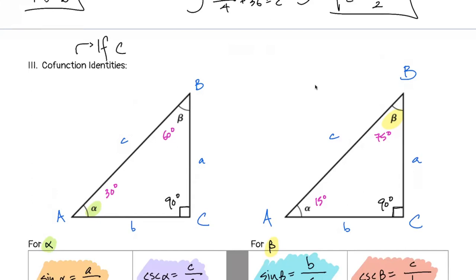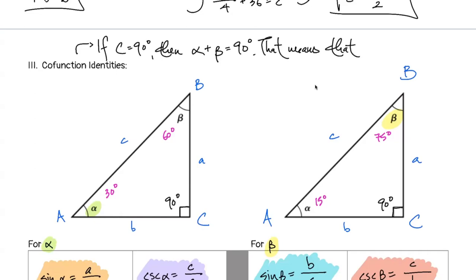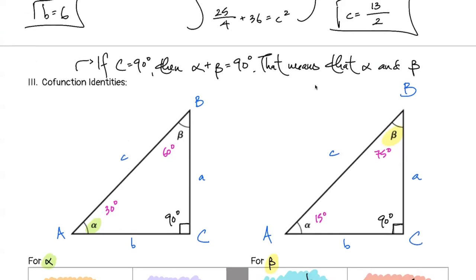If C equals 90 degrees, then alpha plus beta equals 90 degrees. Okay. That means that alpha and beta are a special type of angle pairs. Alpha and beta are complementary angles. Okay.